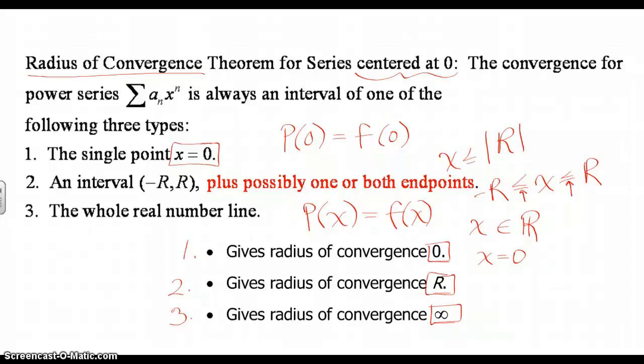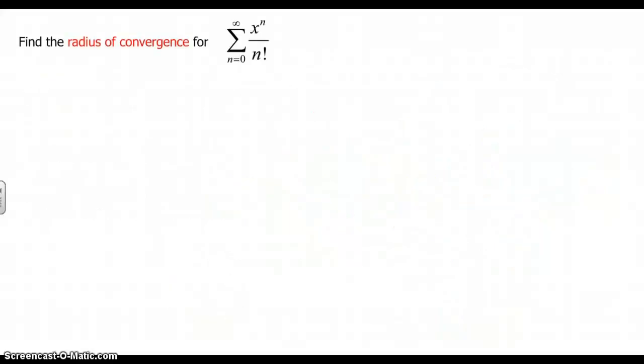I know this looks and sounds confusing like everything else we've done in series. It's really straightforward in practice. There's not going to be any guesswork when we actually get down to doing this and finding the radius of convergence. So let's do that. How do we find the radius of convergence? How do we find those values, either x equals 0 or x equals some interval r, or x equal the whole real number line?